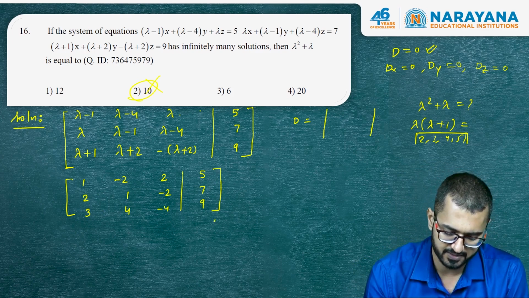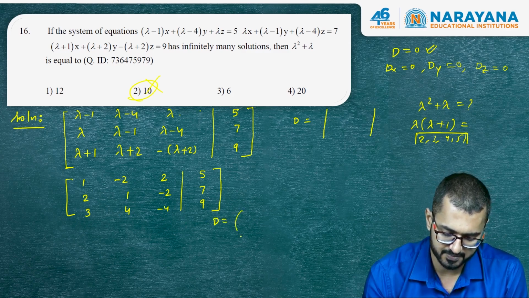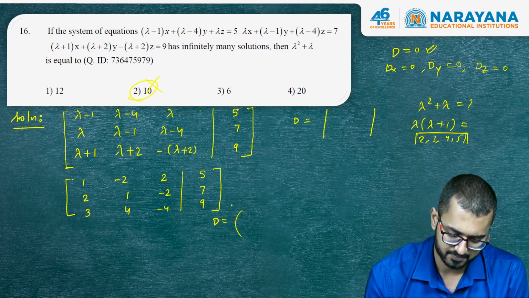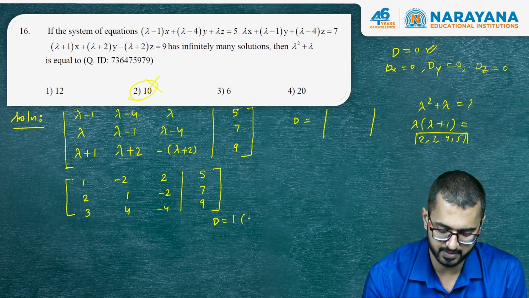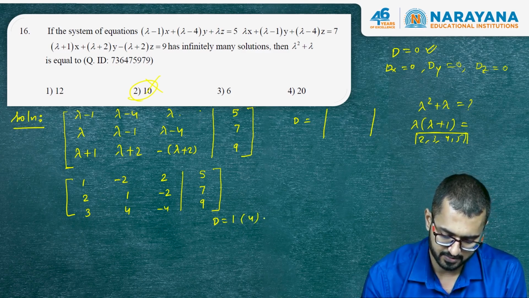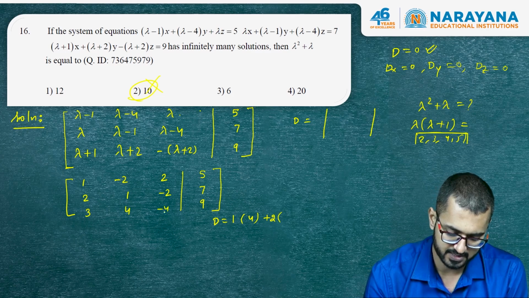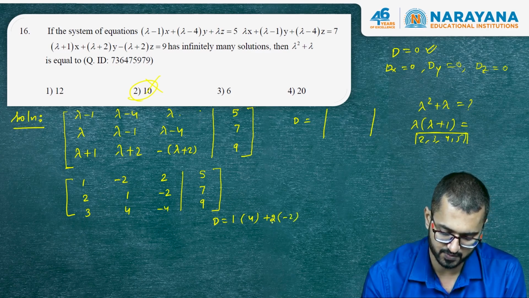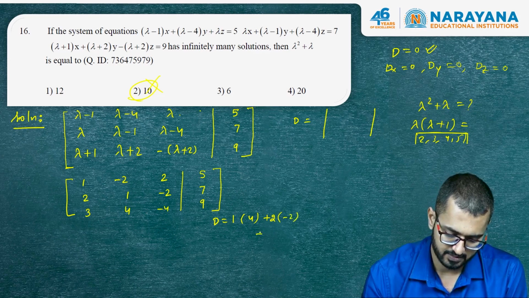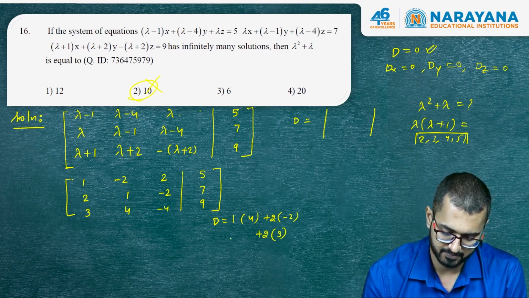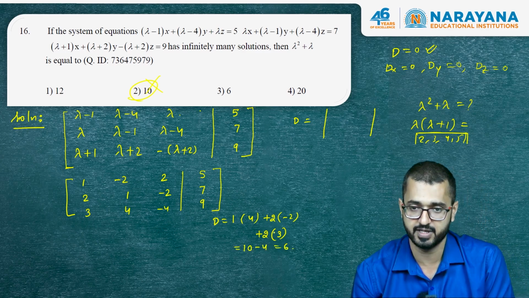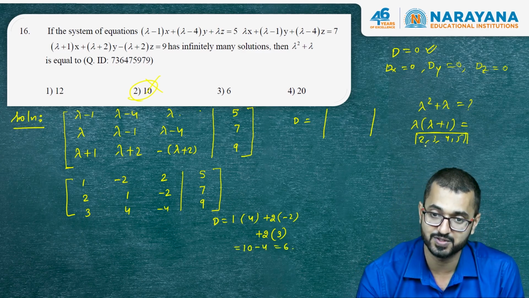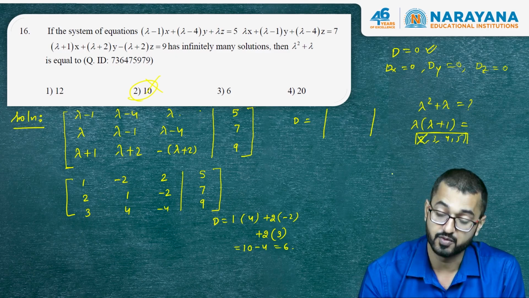So if we find D, it becomes 1 into minus 4 plus 8, which is 4, then plus 2 into minus 8 plus 6, which is minus 2, and then plus 2 into 6 minus 3, which is 3. So we have 6 plus 4 is 10, minus 4 is equal to 6. The determinant itself is non-zero. That means lambda equal to 2 is not a possible solution. Moving to the next, it will be 3.